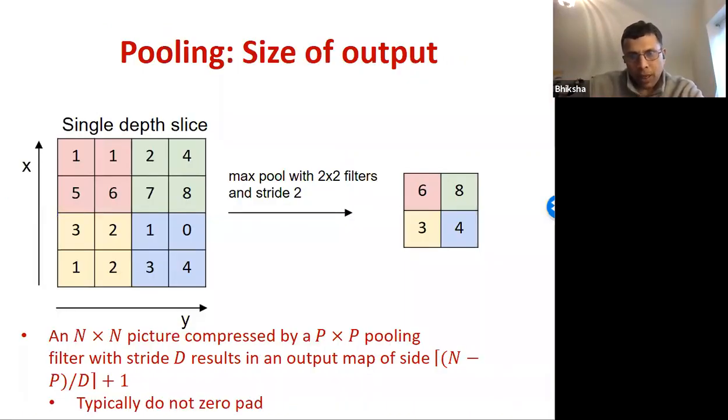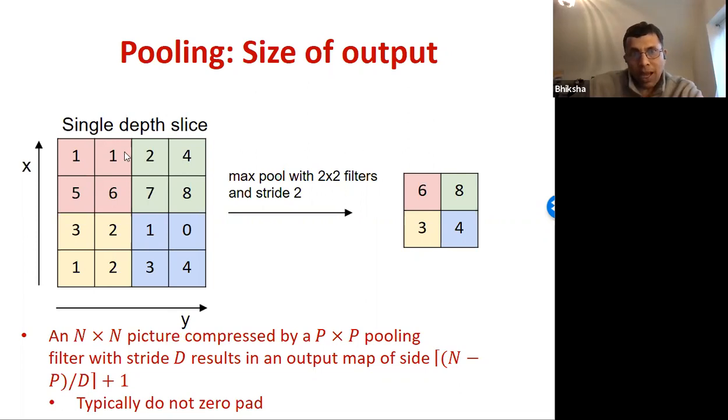Now, in general, if you downsample and you start off with an n cross n image map, and you're pooling with a p cross p pooling filter with some stride d, then the output is just like the convolution. The output map is going to have a size which is (n minus p) over d, plus 1. And typically we want zero padding during downsampling.